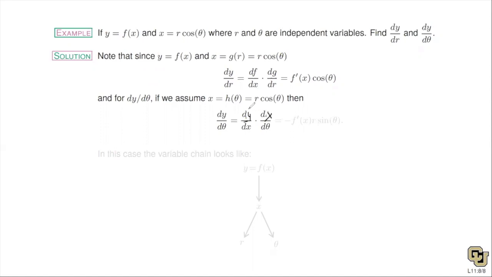And now we calculate. So dy dx, as we said, is just f prime. For dx d theta, we're taking the derivative of r cosine theta with respect to theta. The derivative of cosine theta is minus sine theta. So the derivative of r cosine theta is minus r sine theta. And so that's what we see here. We've got the f prime of x, and then this minus sign is from the derivative of the cosine, minus r sine theta. That's the derivative of r cosine theta. So that's what the derivative looks like, and I put the variable chain here.